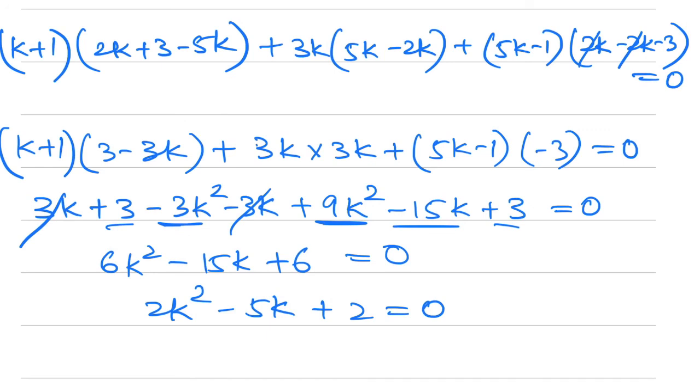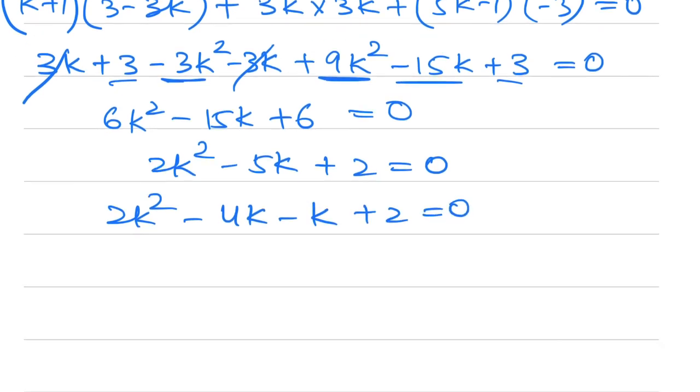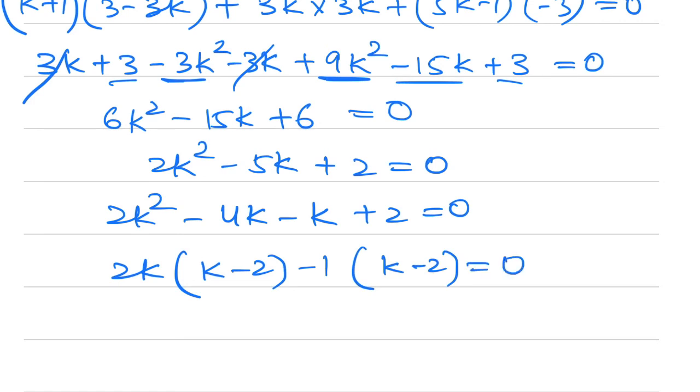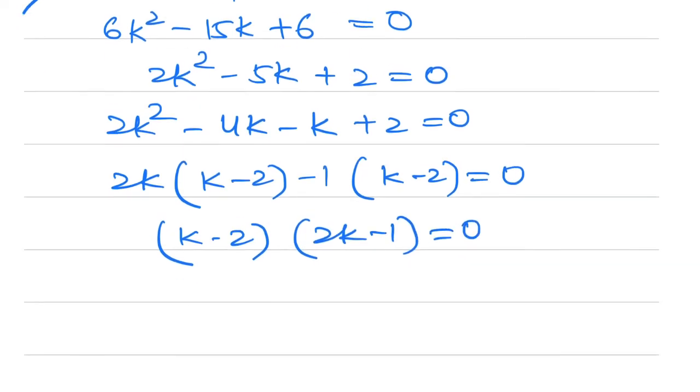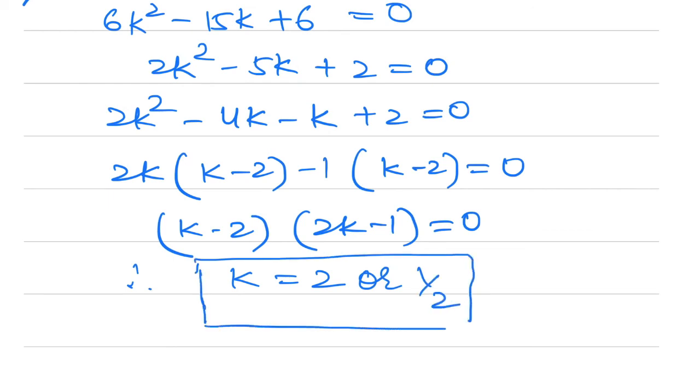So we have to split the middle term such that sum is minus 5 and product is plus 4. So I can take 2k square minus 4k minus k plus 2 is equal to 0. So we have 2k common here, and k minus 2, minus 1 common, k minus 2 is equal to 0. So k minus 2 into 2k minus 1 is equal to 0. Therefore k is equal to 2 or half. So this is the answer.